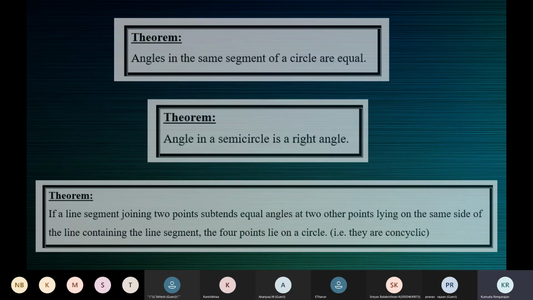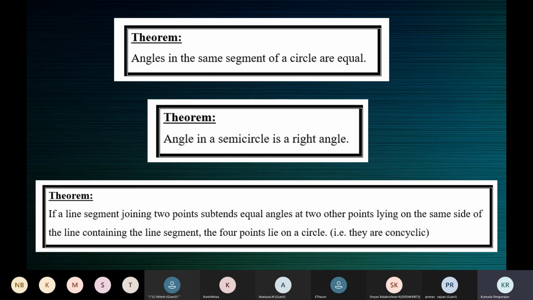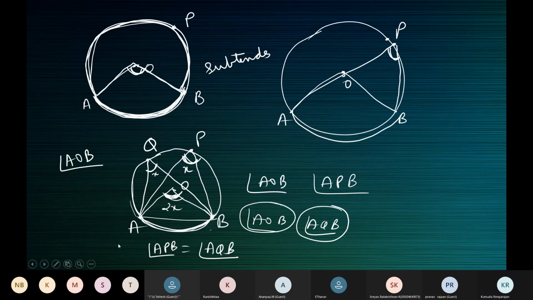Let me show you that. See the first one, angles in the same segment of a circle are equal. We'll do it again. Angles in the same segment of a circle are equal. Let me clear the slide.